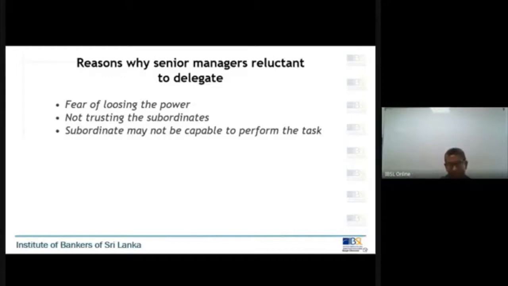Right? Why? Because the subordinate may not be capable of performing the task, therefore you cannot delegate. There are some reasons against delegation. And also lack of proper time management.